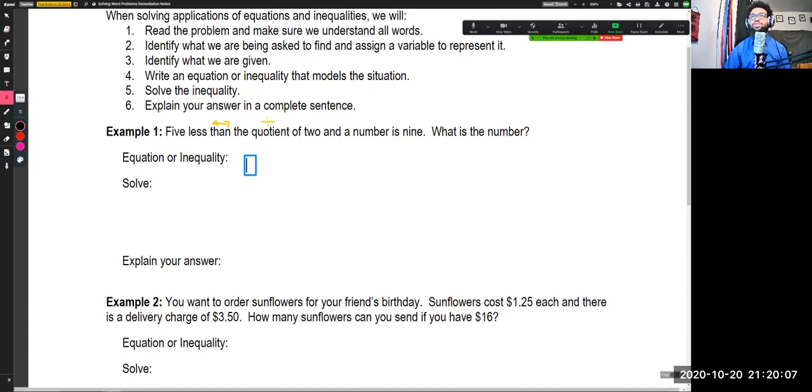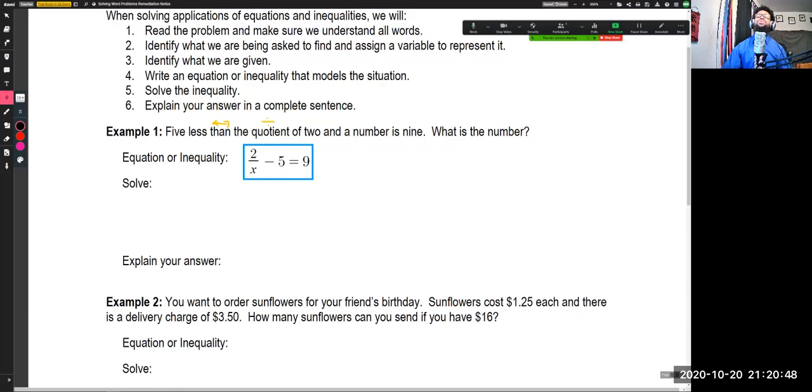So when we go to write this one out, this becomes 2 over x. And then since it's 5 less, we're going to subtract. Less means subtraction. Subtract 5. And then is 9. Is tells us it's an equal sign, so it's equal to 9. So 5 less than tells us we're going to switch it. So 5 doesn't come first, it comes second. The quotient, division, of 2 and a number is 9. All right. That's how we're going to set this one up.